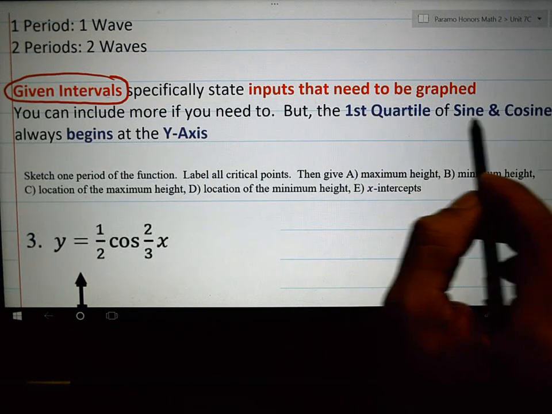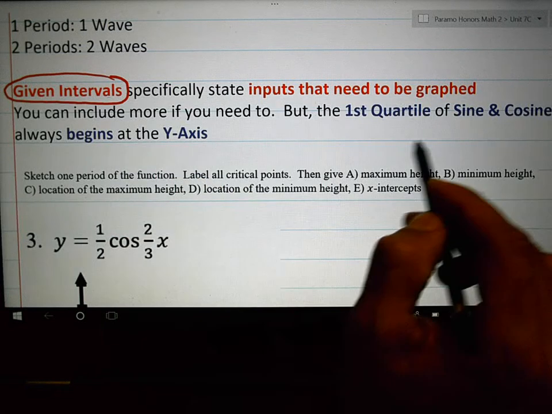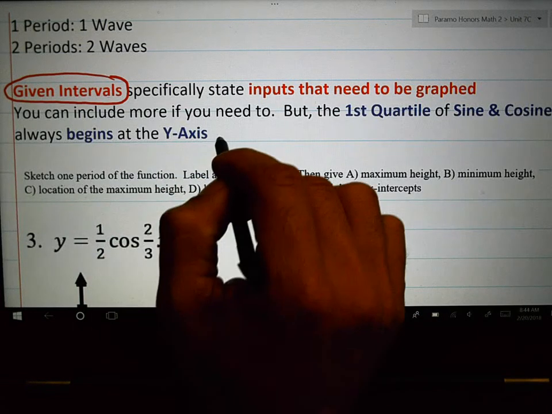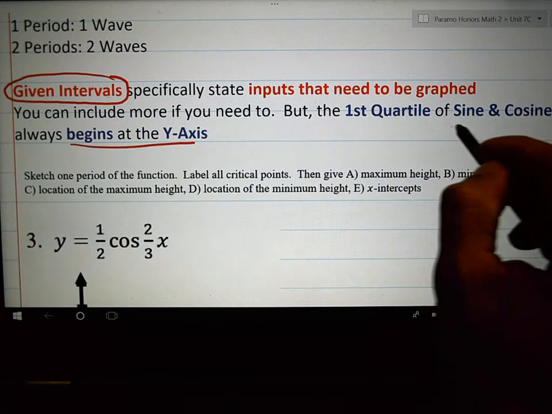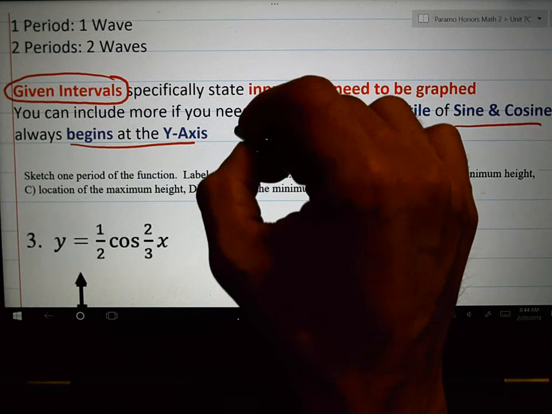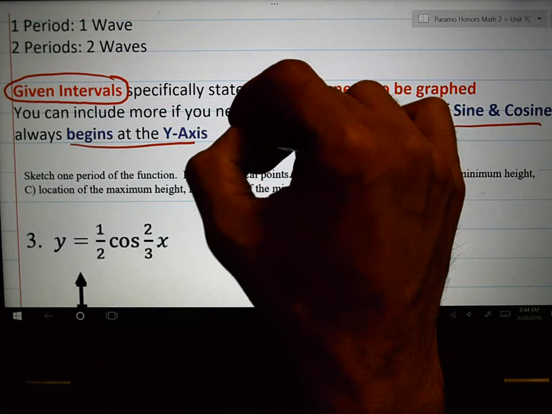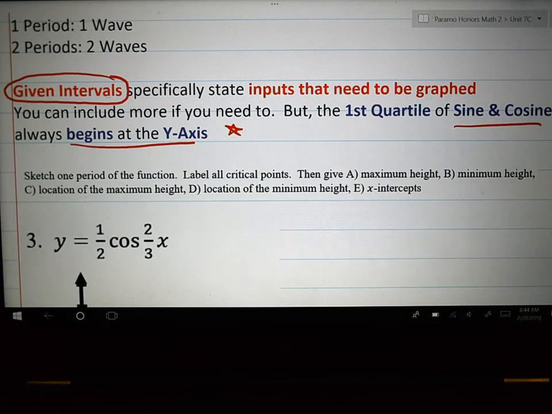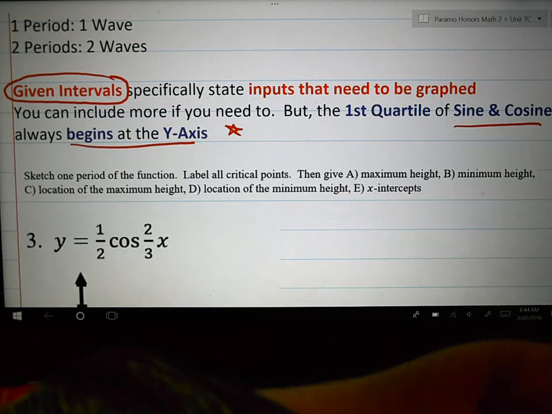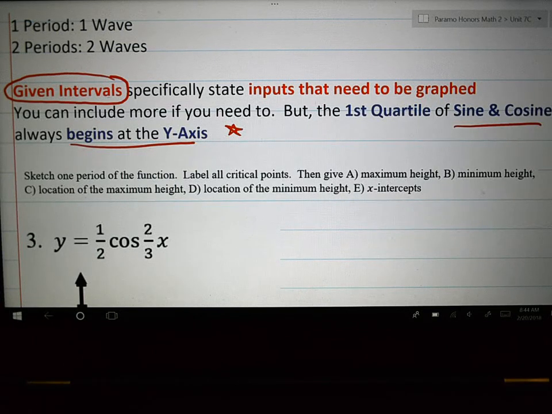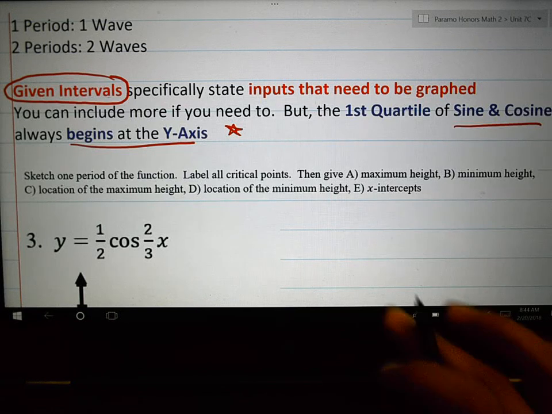But the first quartile, sine and cosine, always begins at the y-axis. Don't forget that. This is a big idea. It begins at the y-axis, so make sure you still know that for sine, it starts at the midline on the y-axis. For cosine, it starts at the extrema. Positive, it's up here. Negative, it'd be down there, depending on what it is.